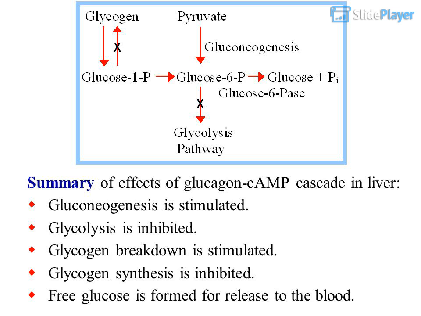Summary of effects of glucagon cAMP cascade in liver. Gluconeogenesis is stimulated. Glycolysis is inhibited. Glycogen breakdown is stimulated. Glycogen synthesis is inhibited. Free glucose is formed for release to the blood.